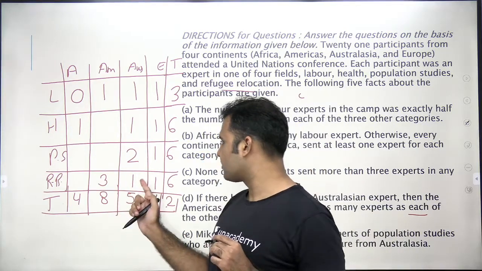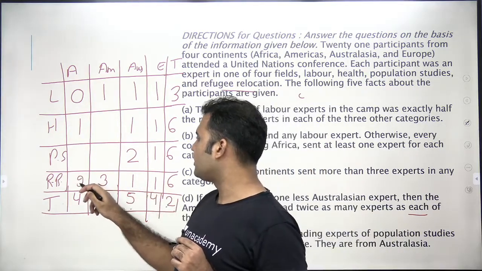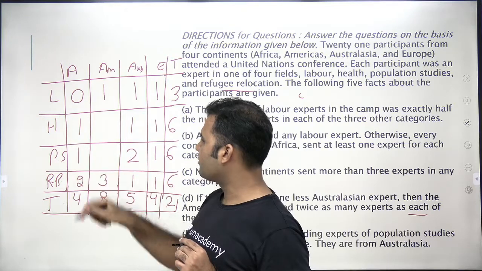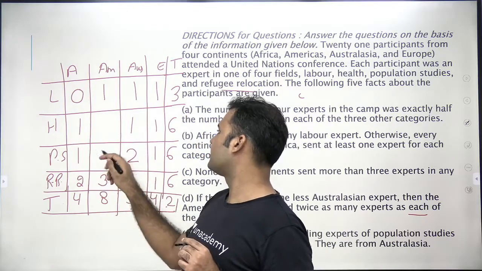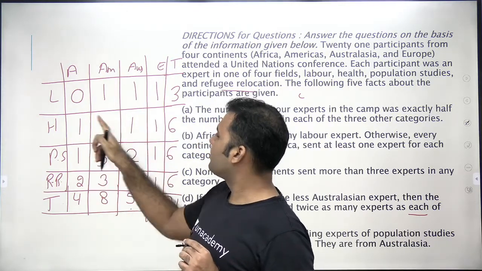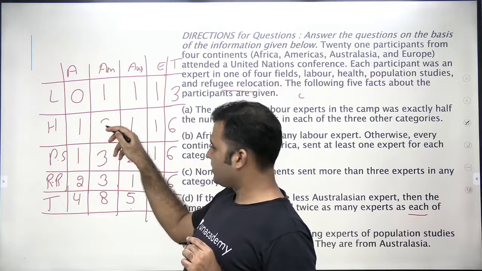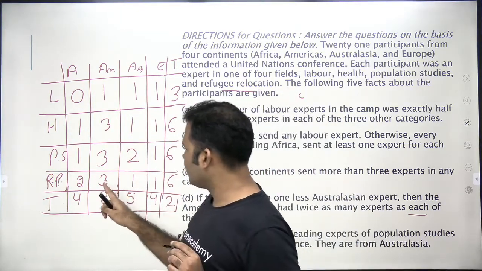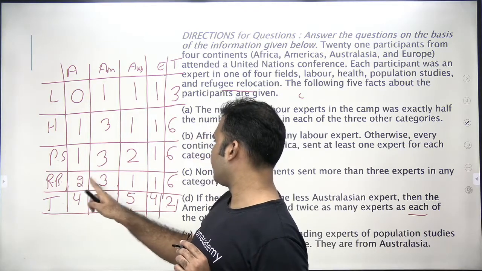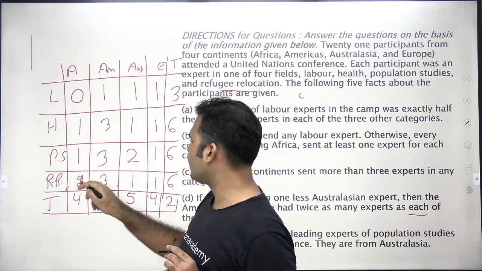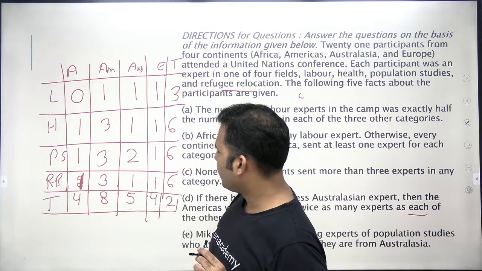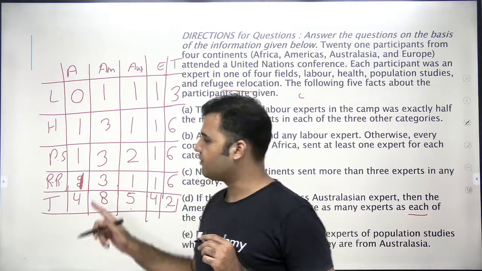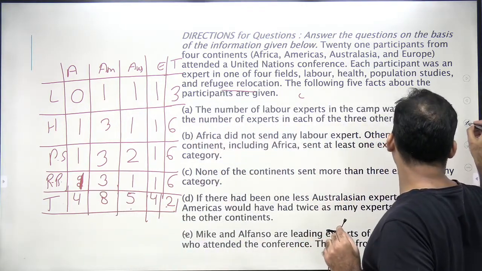Let's check. 3 plus 1 is 4. The remaining value will be 2. 2 plus 1 plus 3, this will be 3. And 1 plus 1 plus 1 is 3. The remaining will be 3. Okay, no, sorry, 3 is coming over here. So 3 plus 2 is 5. No, this is coming out to be 6, so this value will be 1. Right, so I missed this value. Let me do this again.